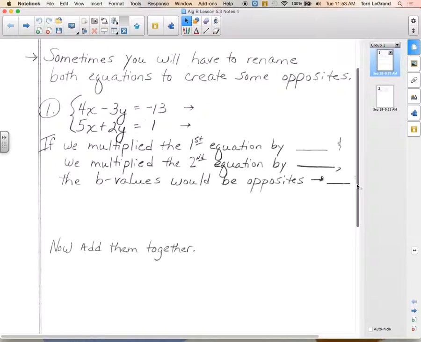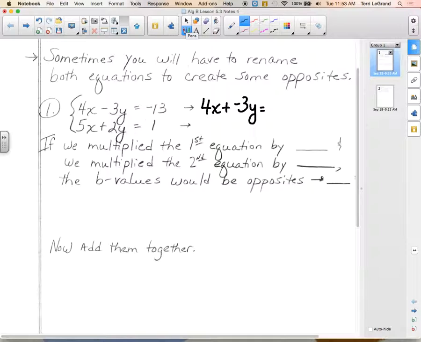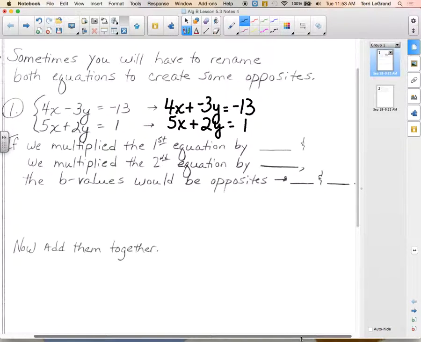Okay, so it looks like the first thing I want to do is change subtraction to add the opposite. So that would probably be why I have the arrow here. 4x plus negative 3y equals negative 13. And then we don't have any subtraction in the other one, so we'll leave it like it is. This is not one of them that's on that sheet. This is a different one.